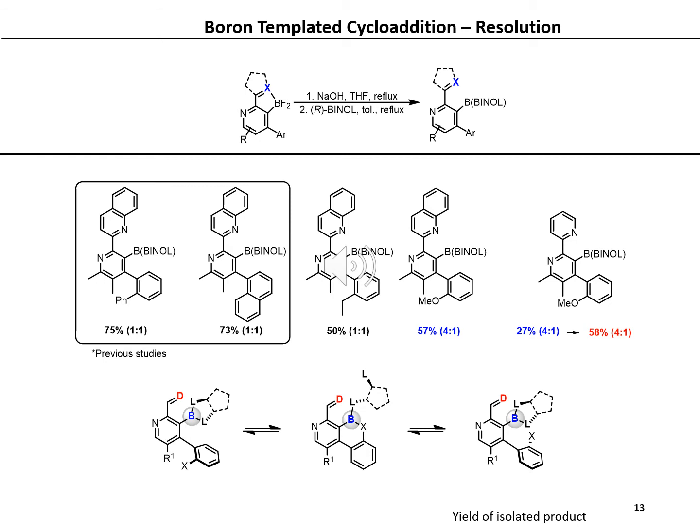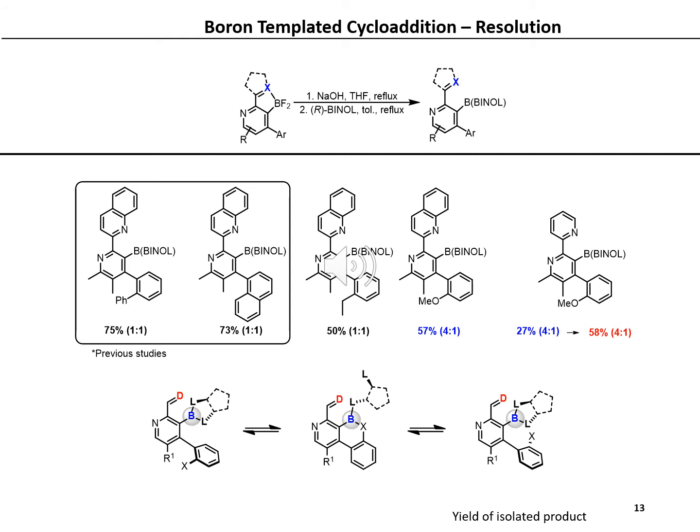To obtain the two different atropisomers and diastereomers, we start the reaction with the product of cycloaddition, BF2, by forming the boronic acid under NaOH in THF, and after adding the chiral tether, here the R-binol, we obtain two different diastereomers. In the previous study, we can see that we obtain a ratio of 1:1 of both diastereomers. Same for the compound just at the right. With the ethyl group, we also obtain a ratio of 1:1.